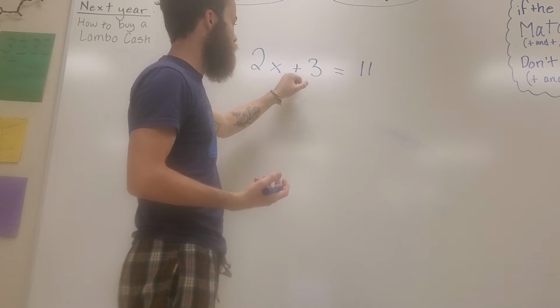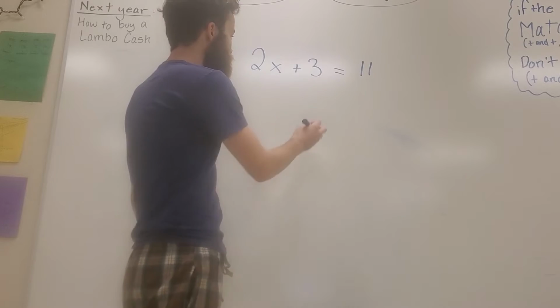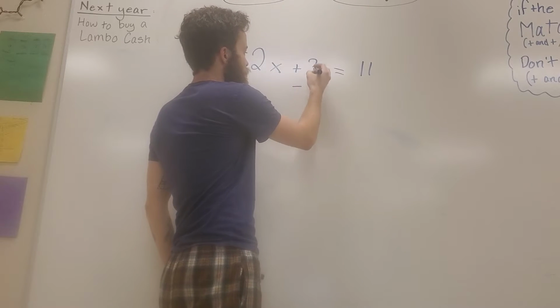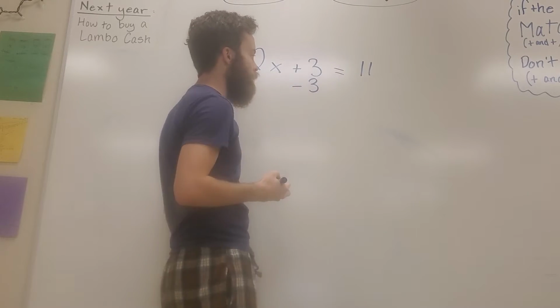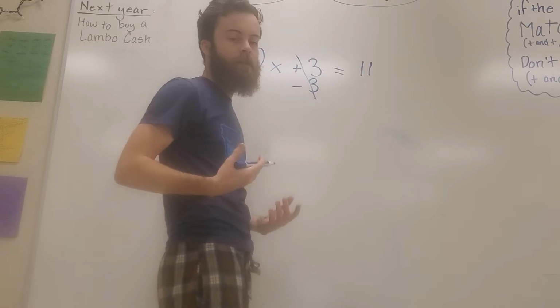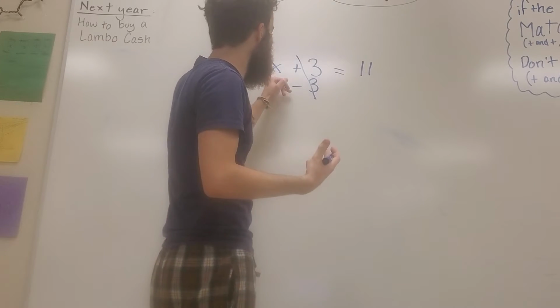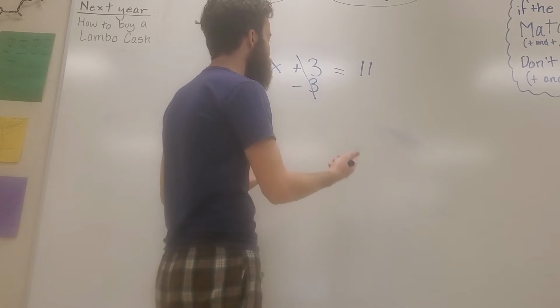So we think, okay, we have addition. What would be the opposite? Subtraction. We'll subtract the exact same amount. That is going to cancel out this 3. So that's no longer there. One less thing that's next to the variable.